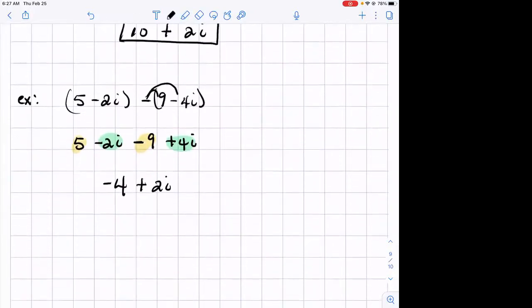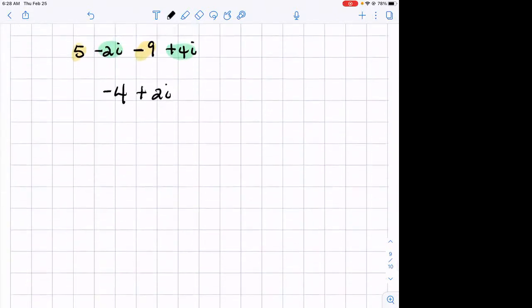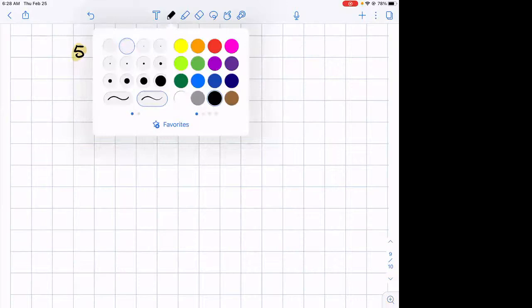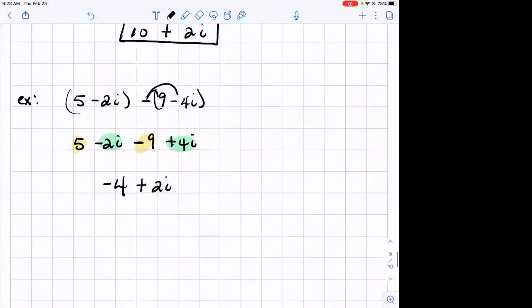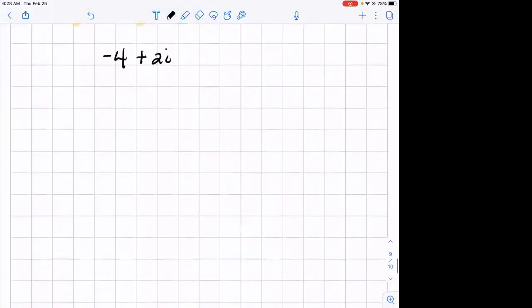So addition, subtraction, multiplication, and division is very similar to the way we work with polynomials. We just have to remember, okay, in multiplication and division, that i squared represents something and i represents something, right? So there's not too much to really do with addition and subtraction. Okay? So let's move on and look at multiplication of complex numbers.